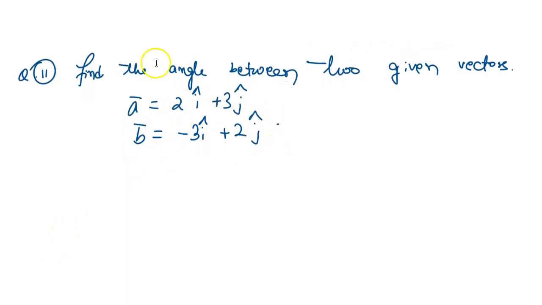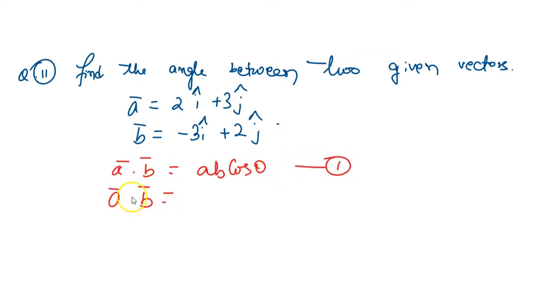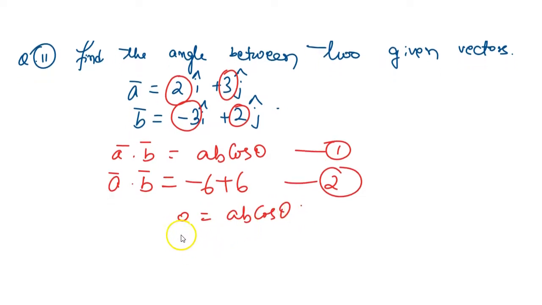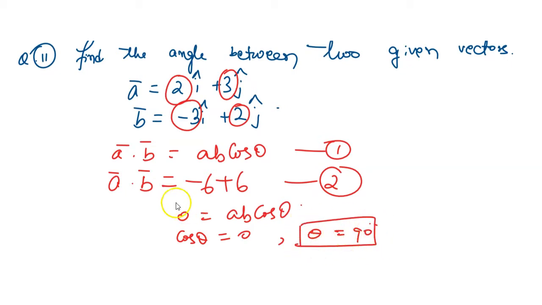So we use the dot product. So A dot B, we know it is AB cos theta. That's one way to find dot. Another way is that we can find them by multiplying their coefficients together. So 2 into minus 3, that is minus 6, and then 3 into 2, that is plus 6. So we will just equate both the sides. So minus 6 plus 6 is 0, is equal to AB cos theta. So that means cos theta is 0, and this is only possible when theta is 90 degree. So yes, we have found this angle.